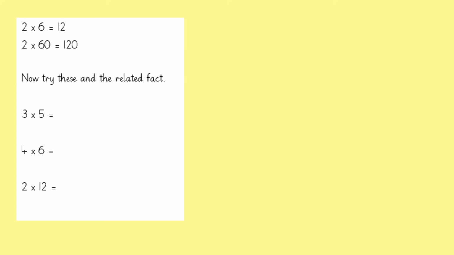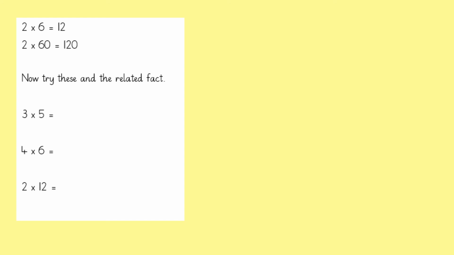So if you look at the top question, 2 times 6 we know equals 12. So therefore 2 times 60 equals 120. Can you see the pattern on there? You're right, it's not quite the same. It's bigger. 6 has turned into 60 and then 12 has turned into 120. The answer is 10 times bigger. See if you can work this out on your sheet.